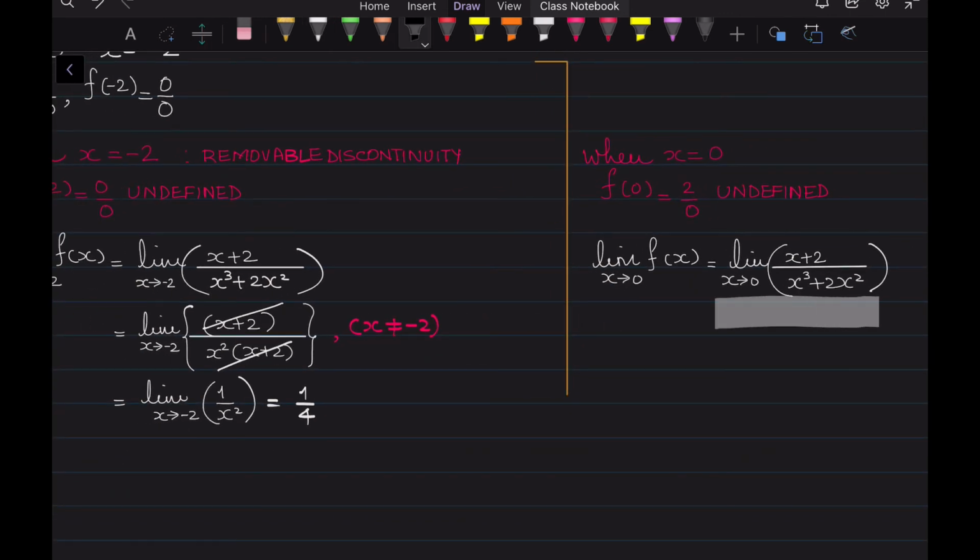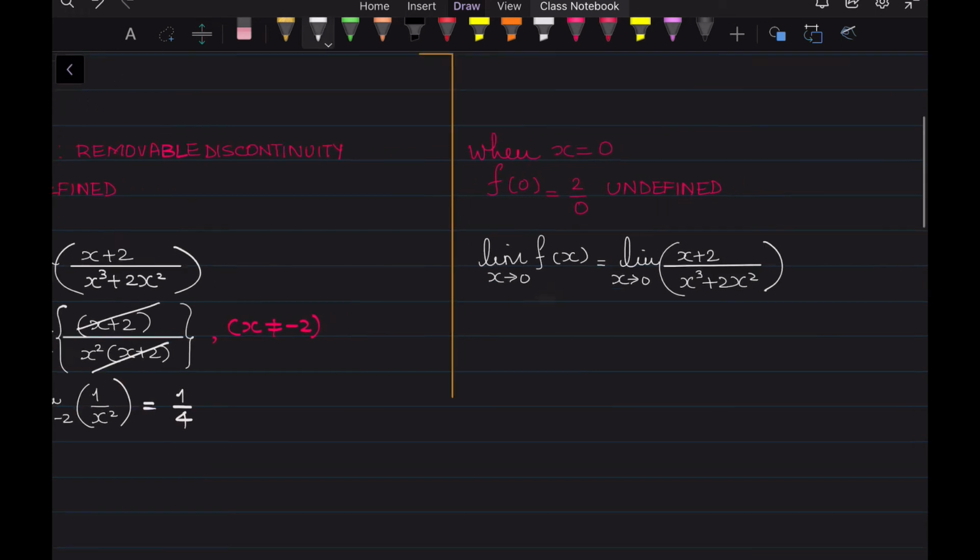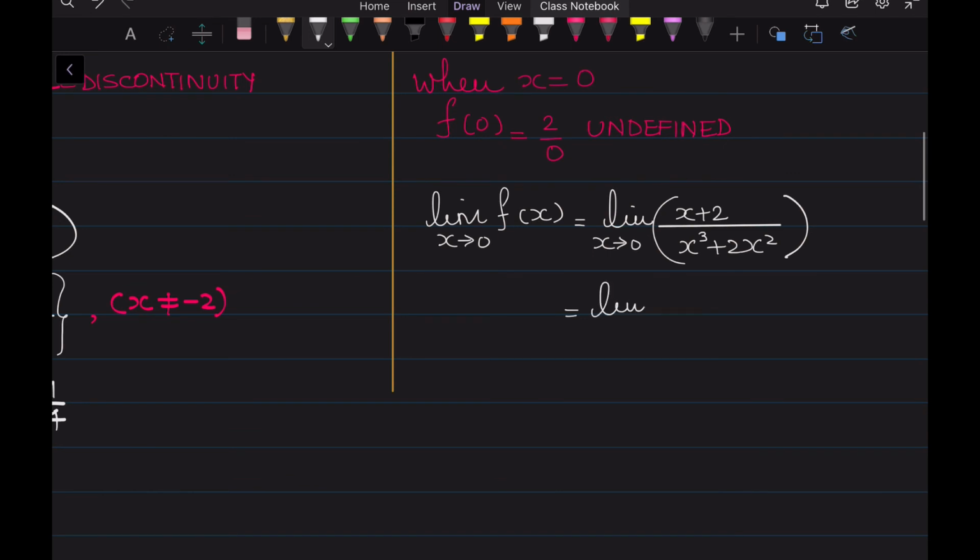In order to see if this limit exists or not, I'm going to take exactly the same steps as I had taken in this previous limit. So starting from this expression up to this expression, everything remains the same for this limit as well. So I'm going to write down the last step directly, which is the limit of 1 over x squared as x approaches 0. We can see that as x approaches 0, this x squared becomes smaller and smaller, as a result of which this quotient becomes larger and larger. So as x approaches 0, this limit comes out to be infinity.